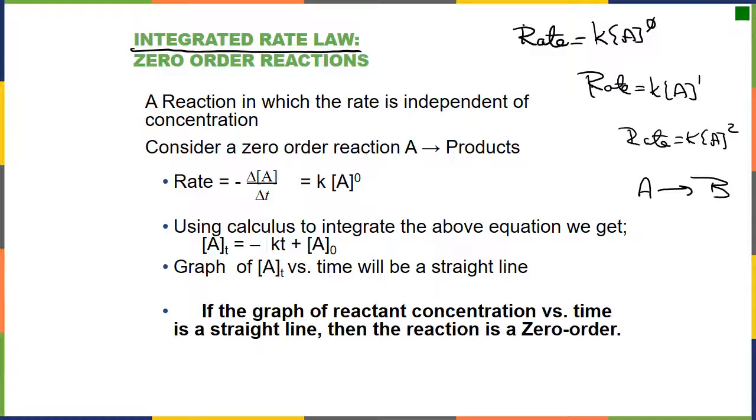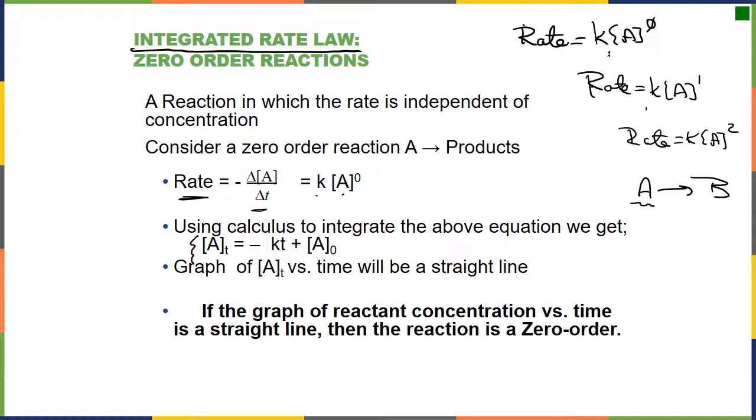So what do we have? Well, we know the rate, because we're looking only at reactants, is going to be the negative change in concentration of A with respect to time. And for zero order here, that's going to equal k times A to the zero. Well, A to the zero almost doesn't matter here because anything to the zero is 1. But if we integrate this and we look at from time 0 to some point in time t, we're going to get this equation right here.